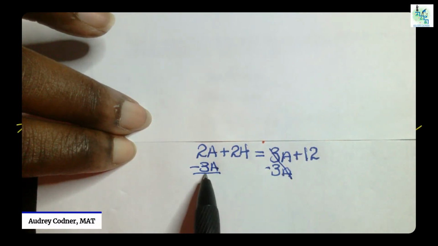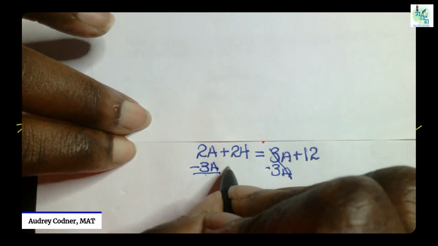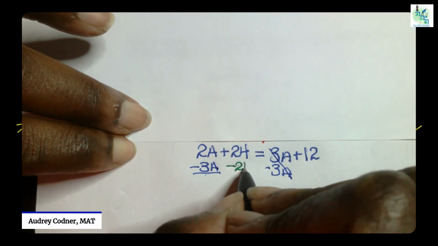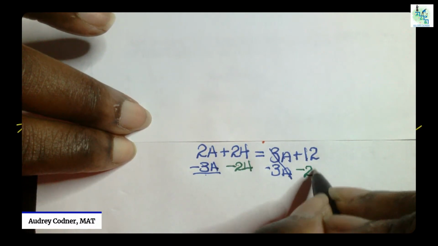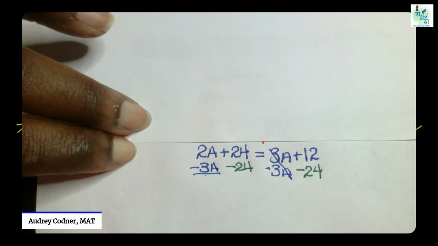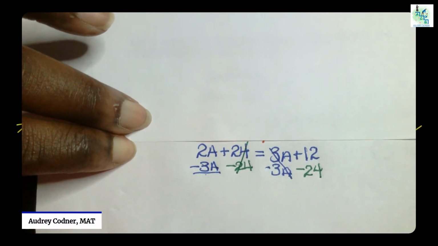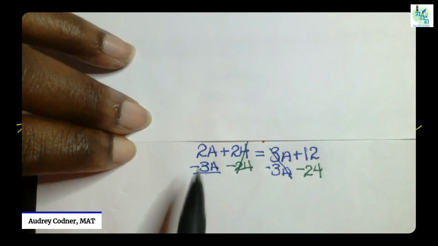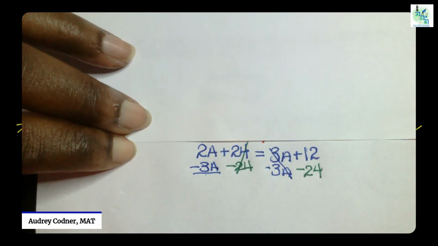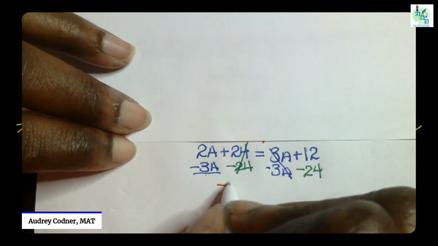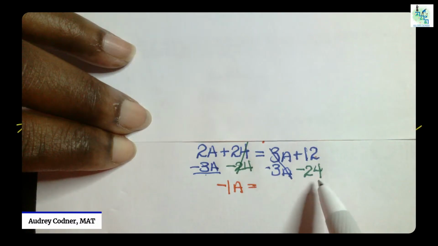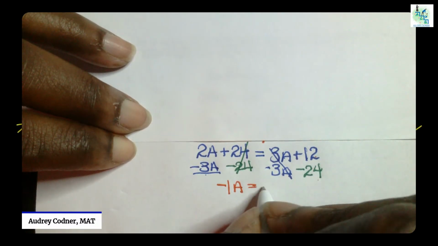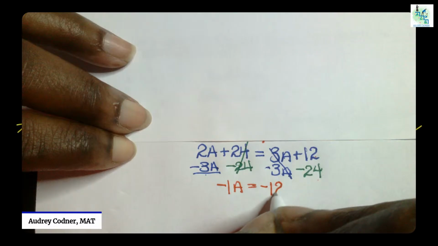So when I'm bringing the a's over here, that means I'm going to have to bring my constant, which is, in this case, that negative 24. I need to put all my constants on the other side of the equal sign. So now I have 2a minus 3a, and that gives me a negative 1a. And then I have 12 minus 24. That gives me a negative 12.